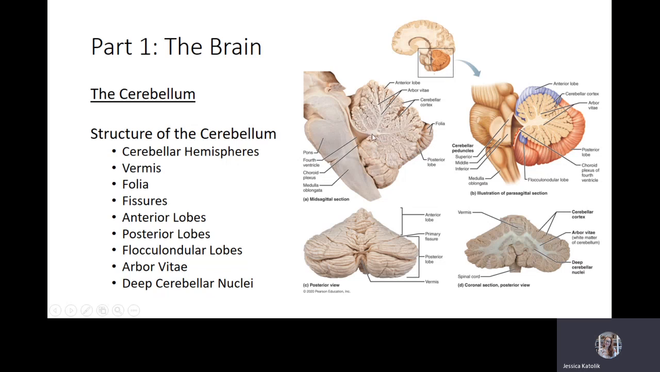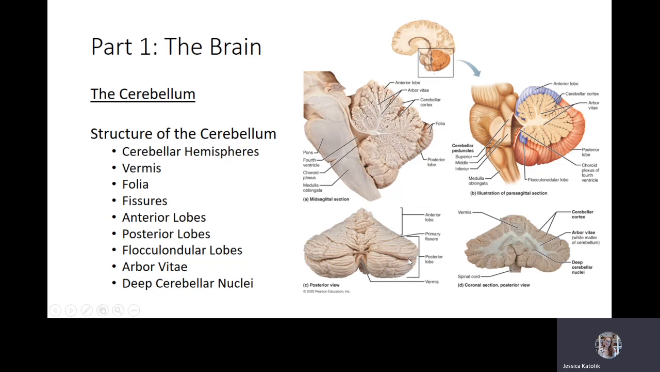Around the arbor vitae, the tree of life, we have gray matter that folds over the white matter, and we call these folia. Folia means foliage, or leaves of the tree. Latin can be kind of beautiful sometimes that way.